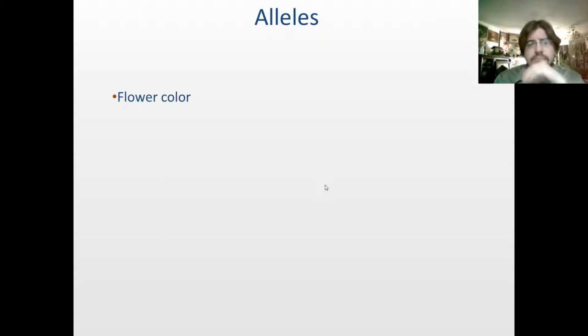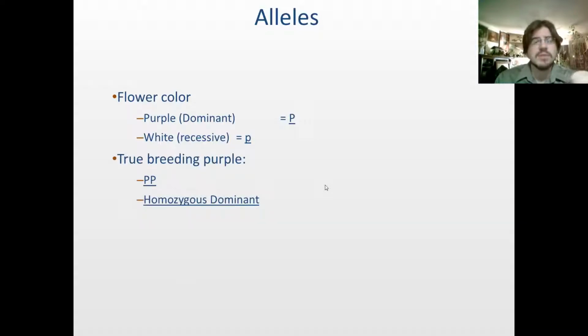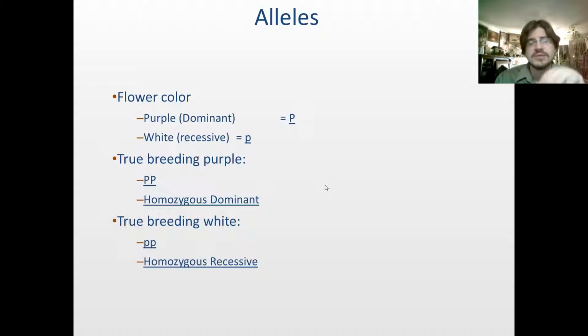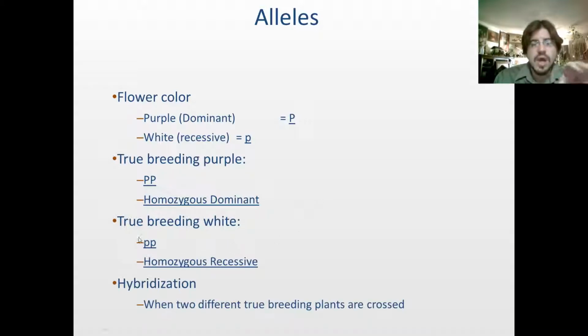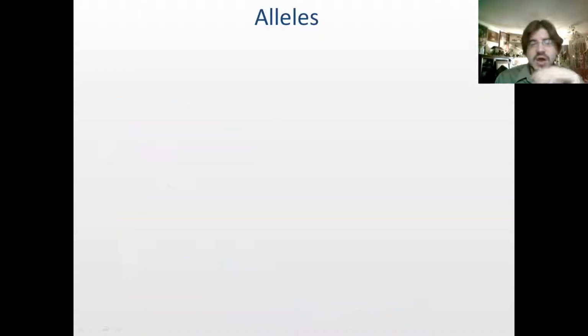Well, purple is dominant, so we have the capital P. White is recessive with the lowercase p. A true breeding purple is homozygous dominant. A true breeding white is homozygous recessive. So hybridization is when two different true breeding plants are crossed. So flower color. Here is a heterozygote.